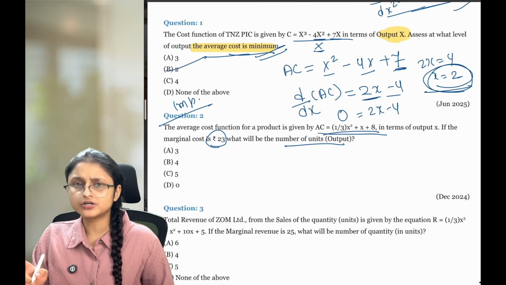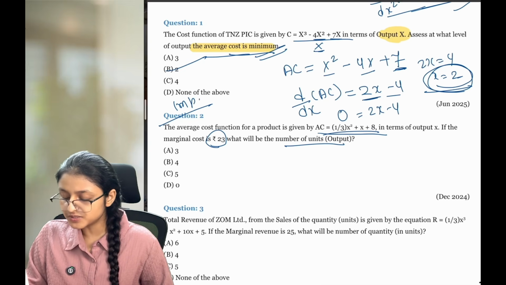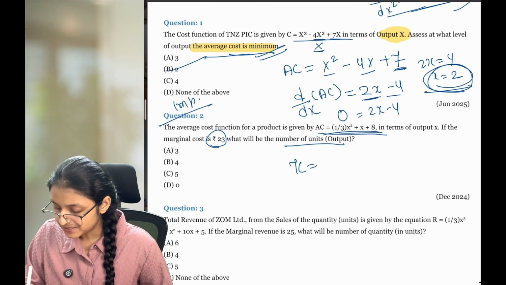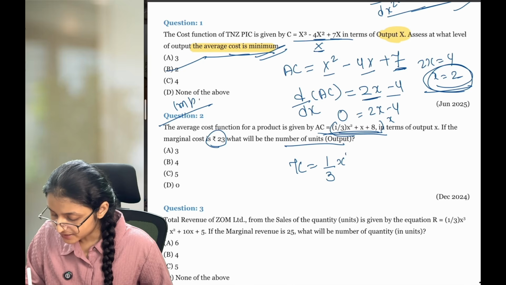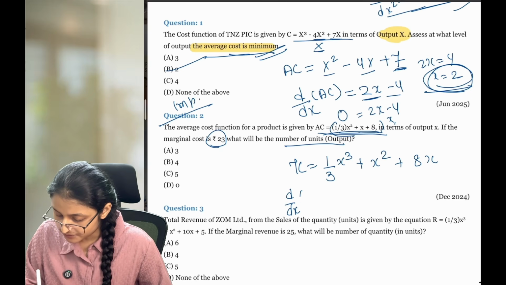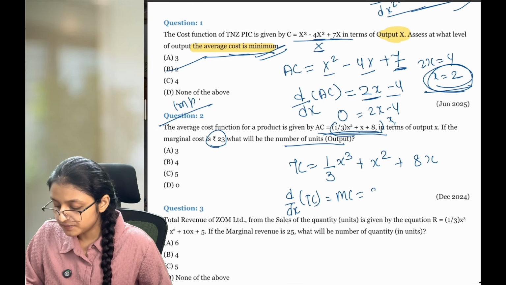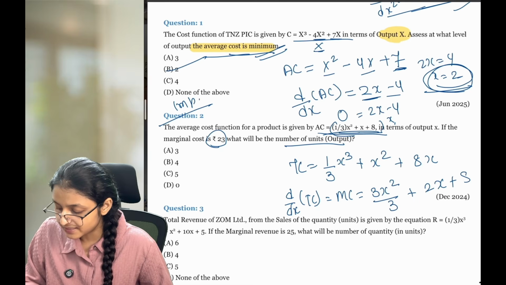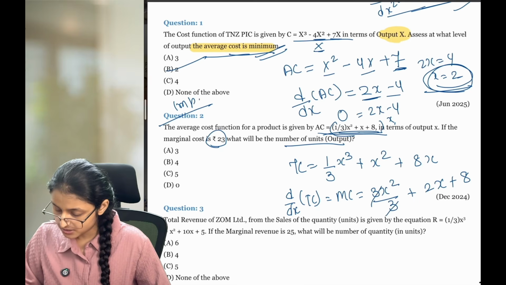So how do we get from average cost to total cost? Average cost is a per unit cost. Just multiply the number of units with it, and you'll get your total cost. So total cost is average cost multiplied by x. So 1 by 3 x square will become x cube, x into x will become x square, 8 into x will become 8x. And if I take the first order derivative of my total cost, this is equal to marginal cost. So x cube will become 3x square upon 3, plus x square will become 2x, plus 8x will become 8. So 3 and 3 are crossed.